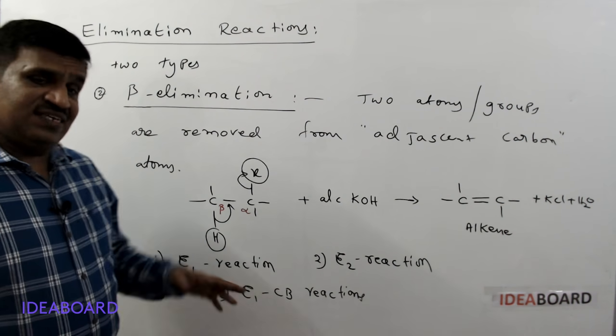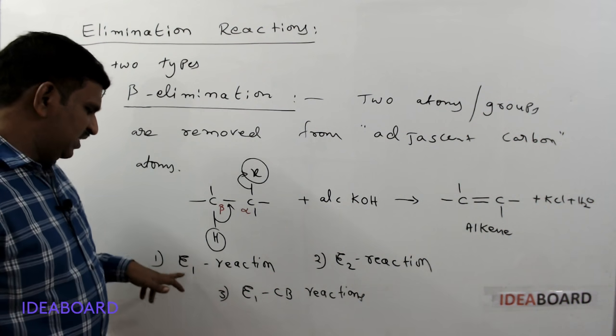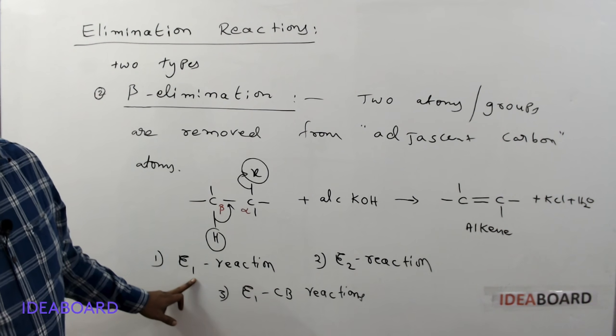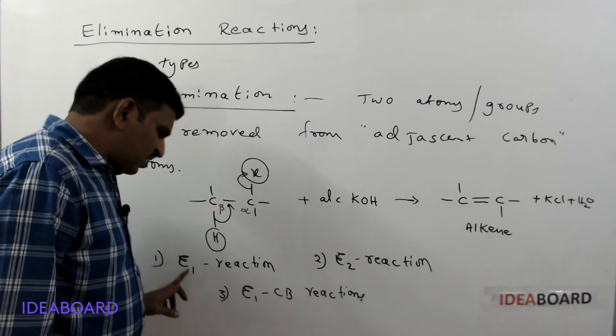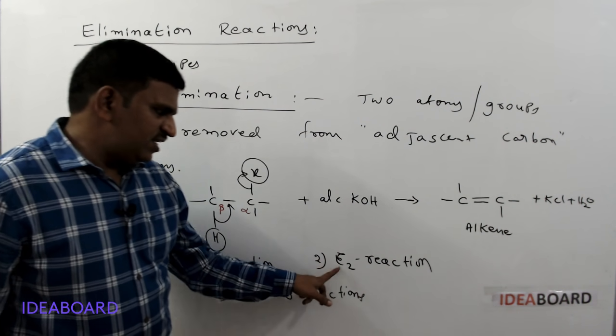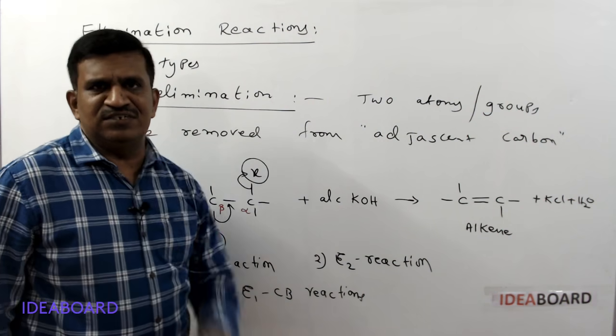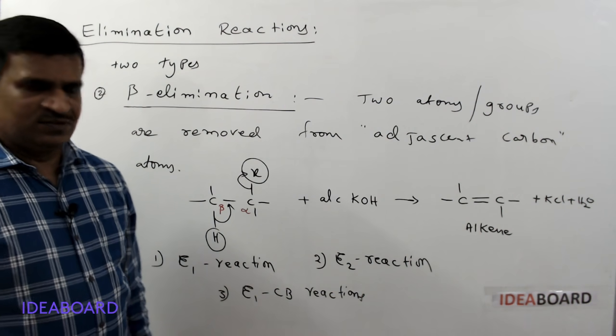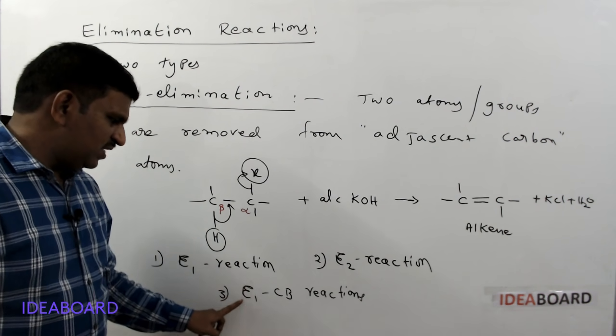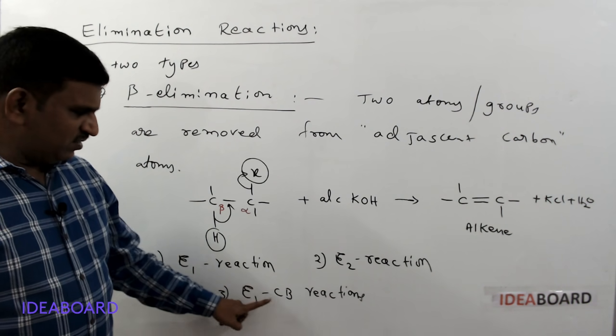E1 reaction means, like SN1, E1 means unimolecular elimination reaction. E2 means bimolecular elimination reaction. E1CB means unimolecular elimination. What is CB?